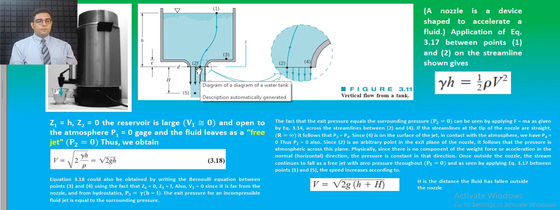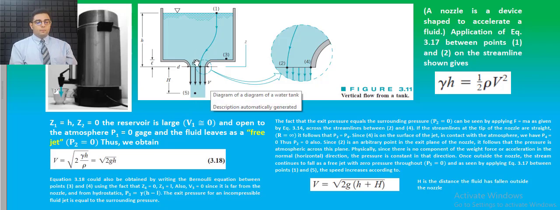As long as we are having the free jet at point 2, the pressure is going to be equal to the surroundings, as it's going to be equal to 0. One of the terms for point 2 is that it's having an incompressible fluid jet, so its pressure is going to be equal to the surrounding side.